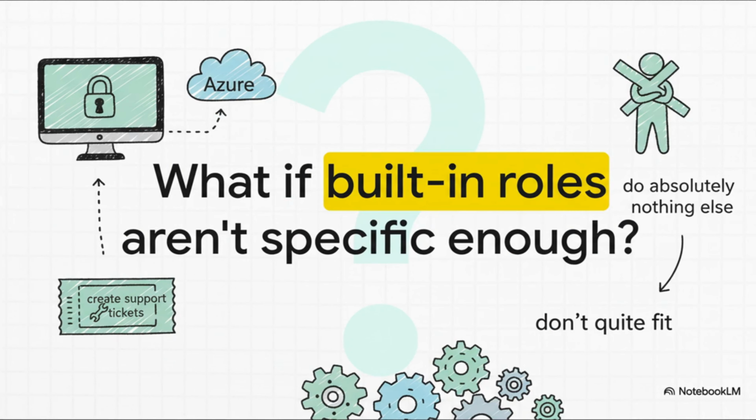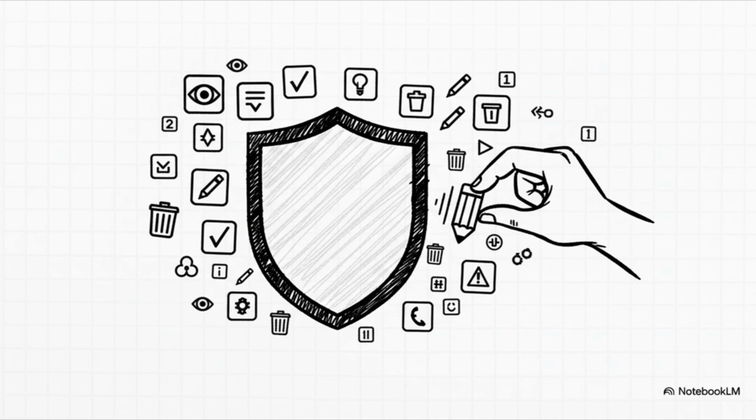But what happens when these standard, off-the-shelf roles just don't quite fit? Maybe you have someone on your team whose only job is to create support tickets, but they shouldn't be able to do anything else. None of the built-in roles are quite that specific. And that's where the real power comes in. You just create your own custom roles. You can get incredibly granular and handpick the exact permissions needed for any unique job in your company.